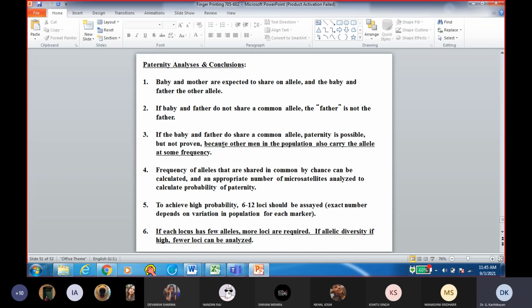To achieve a high probability, as we saw, the FBI uses 13 different loci for DNA typing. But for paternity testing, you probably don't need that much. You can probably do as many as up to 6 loci, generally. But again, the exact number depends on variation in the population for each of those genetic markers.